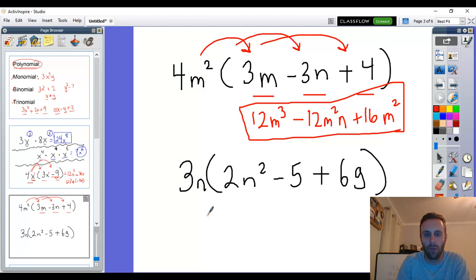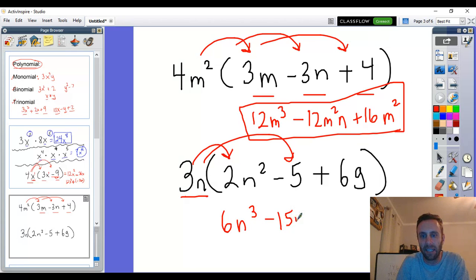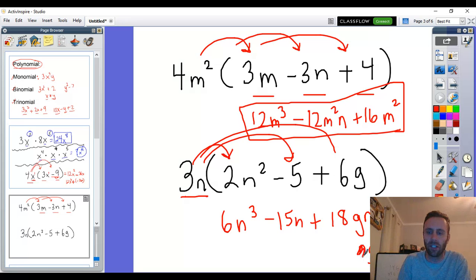All right, so hopefully you said 3n times 2n squared would be 6n to the third. 3n times negative 5 is negative 15n. And 3n times positive 6g is positive 18gn. Usually when we have two different variables, we keep them in alphabetical order. So if you said ng, it still is right, but we just like to put the g first because it is alphabetically before n.